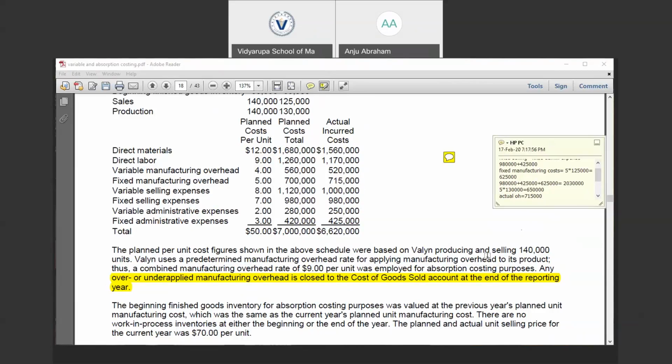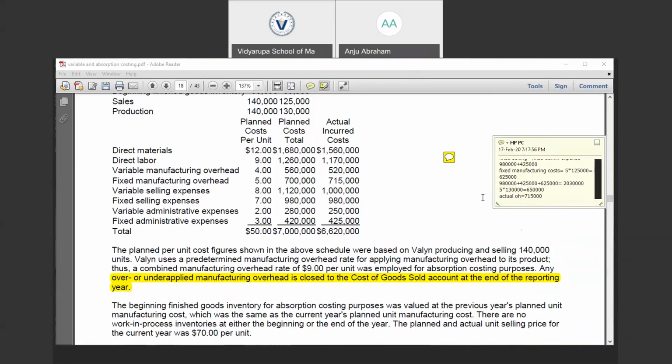Look, any underapplied or overapplied manufacturing overhead is closed to the cost of goods sold account at the end of the reporting year. Since it is the underapplied or overapplied amount relating to the fixed manufacturing overhead, that will be part of the total fixed cost to be expensed in this year. Is it clear?